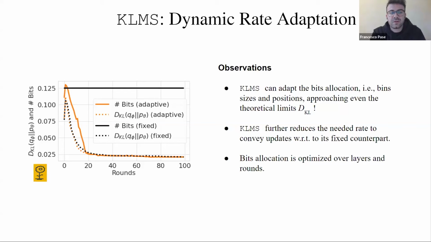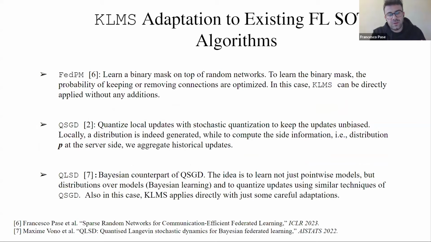And this means that we are sending only the meaningful information from the client to the server without any network or resource wasting. And the bit allocation is optimized over layers and over the rounds of the whole training strategy. Now, what we also did was take this KLMS and apply it on top of many existing strategies, for example FedPM, QHD. We also have the Bayesian counterpart QLSD, which is kind of QHD in the Bayesian setting, and we compare against other baselines.